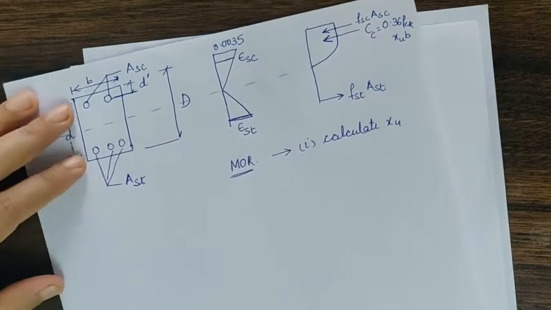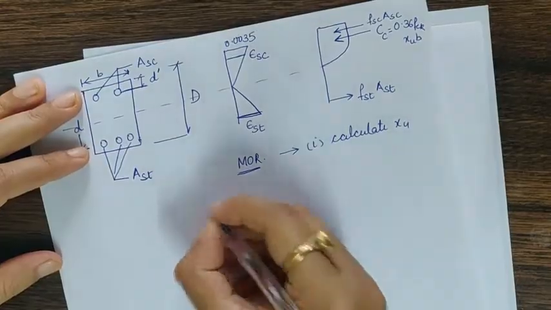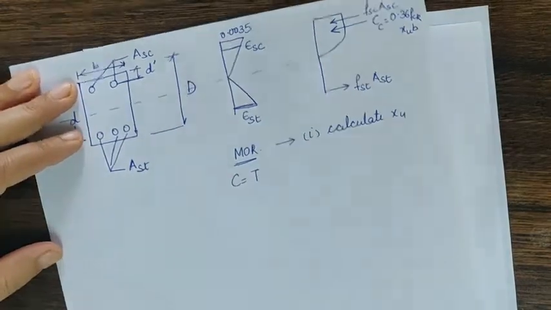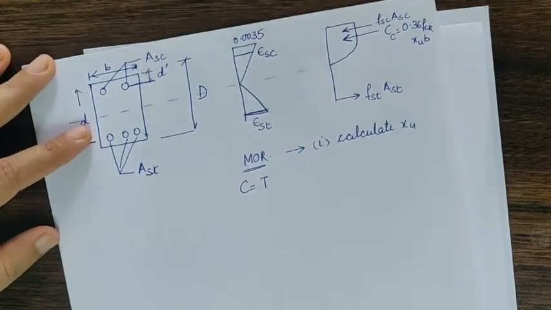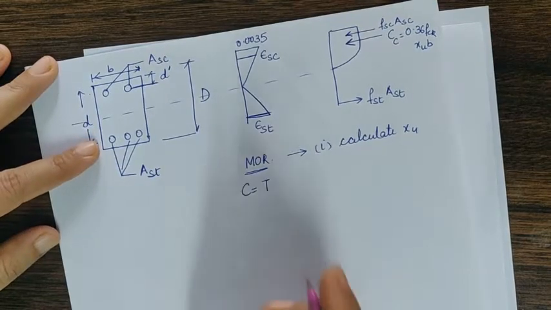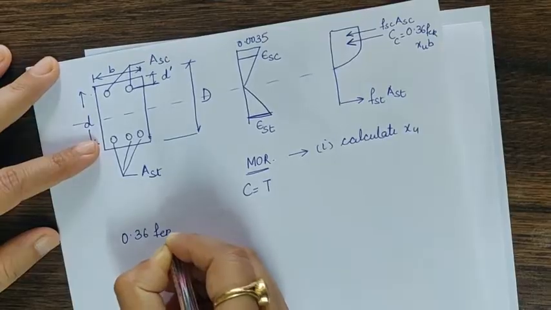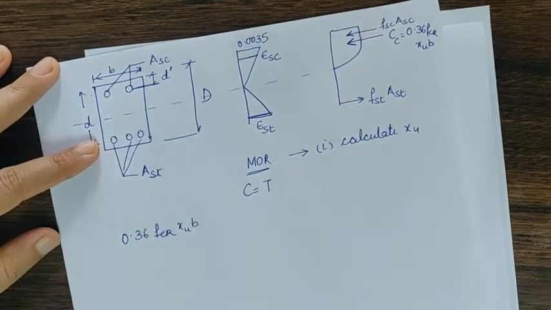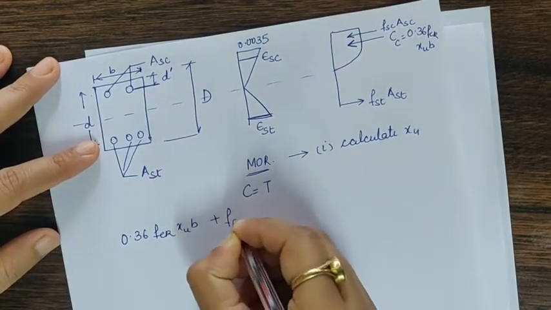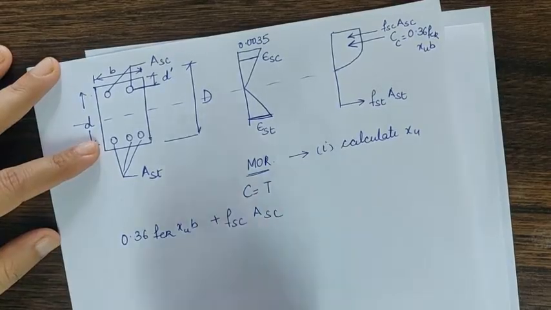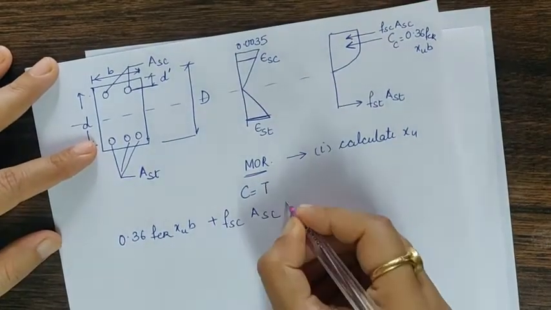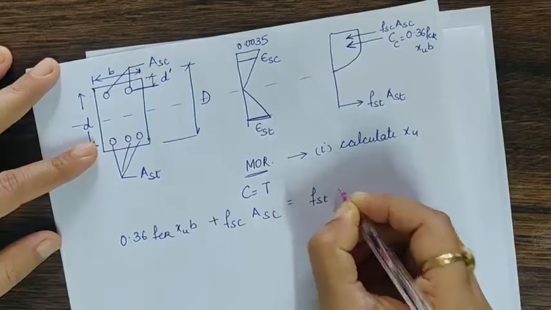Now how do we calculate XU? We calculate XU by making C equal to T. Compressive forces is equal to tensile forces. Compressive force is 0.36 FCK XU into B plus FSC ASC. This is the total compressive force. This is equal to FST AST.